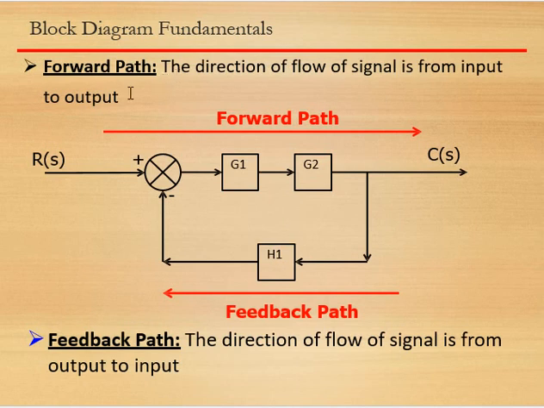So what do you mean by forward path? I think we have seen this earlier. The direction of flow of a signal is from input to output. So in the forward path, the direction will be from this side to this side, or from input to output. So this is called the forward path. And what will be the reverse path or feedback path? That is nothing but the direction of flow of a signal from output towards input, or from CS towards RS, the input summing point. So this is the basics of forward path and feedback path.